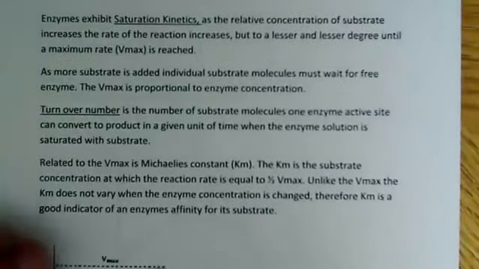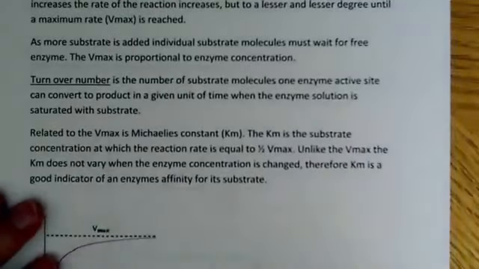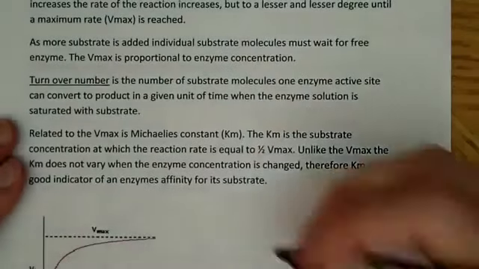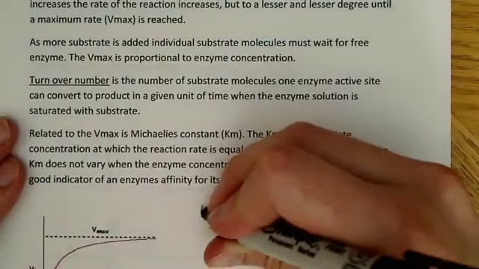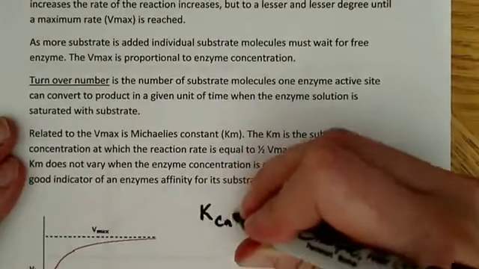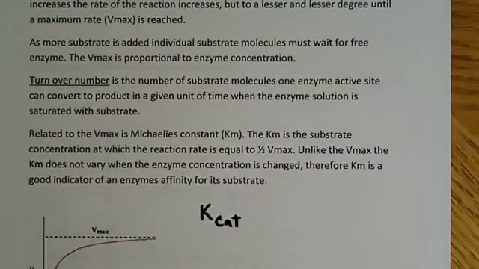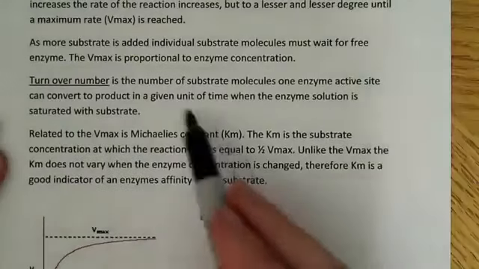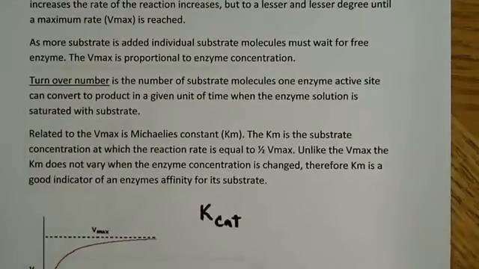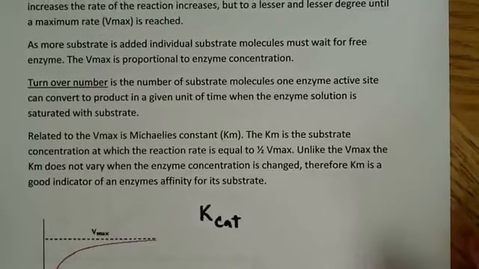So the next thing I want to talk about is what's known as the turnover number. You might also see this listed as Kcat. Basically, the turnover number is the number of substrate molecules one enzyme active site can convert to product in a given unit of time when the enzyme solution is saturated with substrate. So this is a measure of how many molecules of substrate can be converted to product by a single enzyme or a single active site.